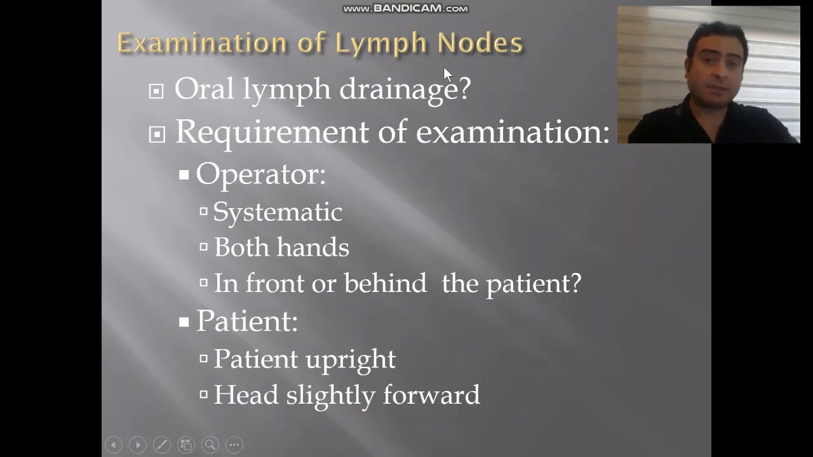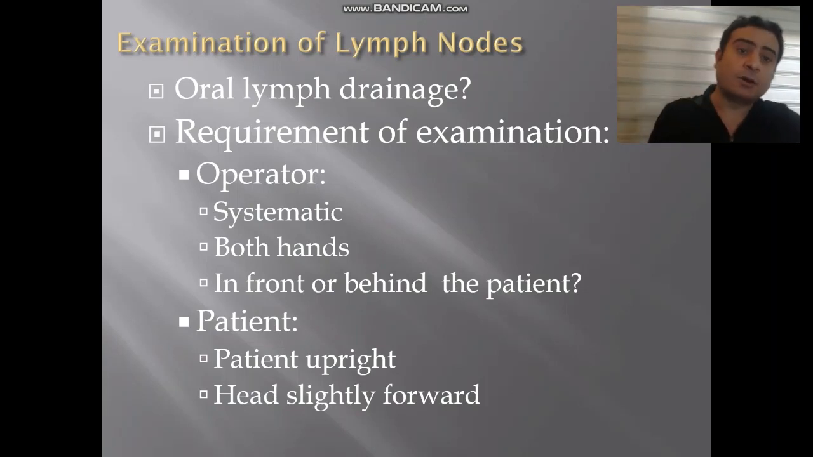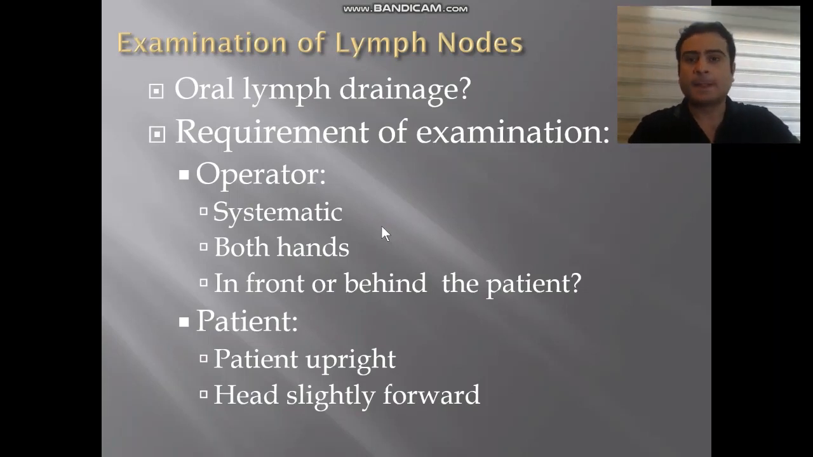In order to examine the lymph nodes, the operator needs to be systematic. So you need to follow a sequence just in order to avoid missing any lymph node. The most common sequence, as we have just said, is the submental, submandibular, periauricular, postauricular, and then you move further toward the occipital and then down to the cervical chains of the lymph nodes. You need to use both hands when you examine to allow comparison between the two sides, and you can either stand in front of the patient or behind the patient.